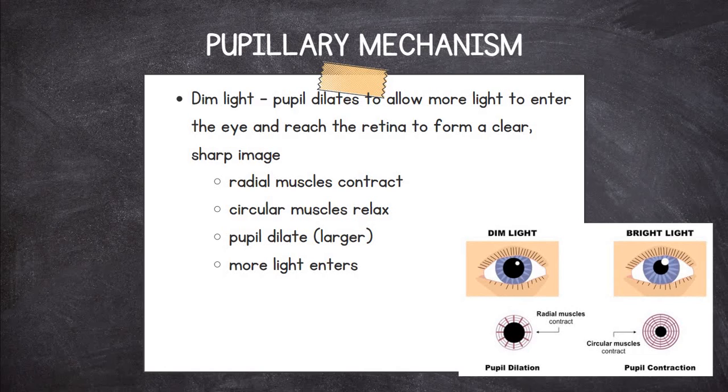Then the pupil will dilate. In other words, it will become larger. And because it is larger, more light is then able to enter it.